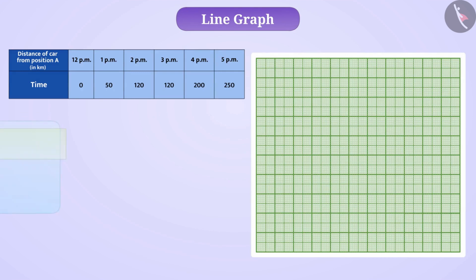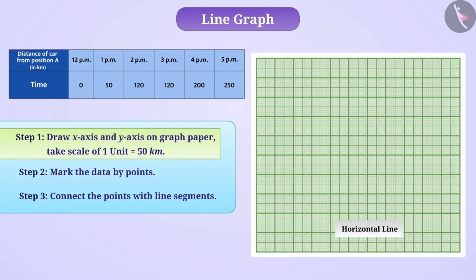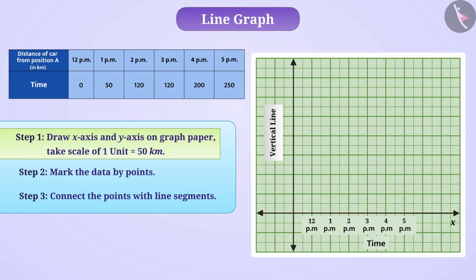On this, a horizontal line will be drawn, which is called the x-axis. We will show the time on the x-axis. Similarly, we will draw a vertical line, which is also called the y-axis. On this, we will mark the distance of the car from position A. To show this distance, we will take the scale 1 unit equals 50 km on the vertical line.